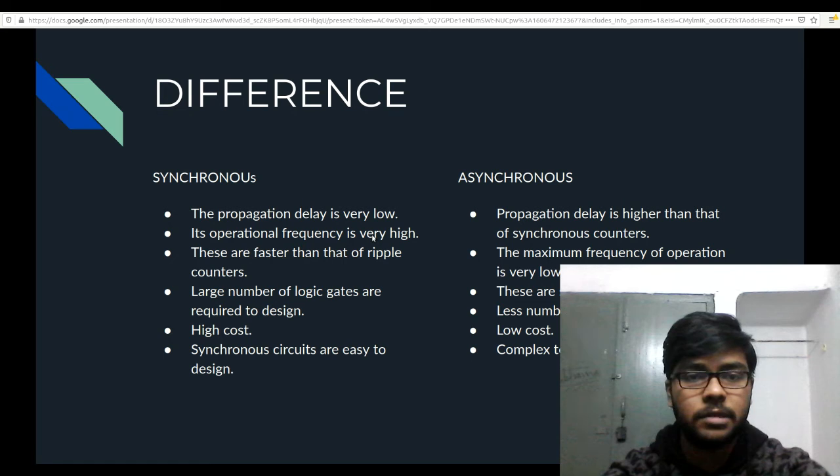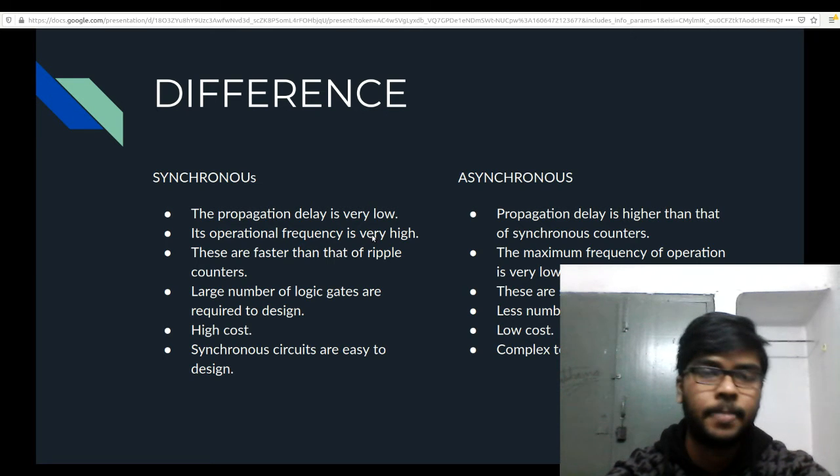And synchronous counters are faster than ripple counters, but the asynchronous ones are a little bit slower. To build the synchronous counter, we require a large number of logic gates, but in an asynchronous counter, we require fewer logic circuits. That's why synchronous counters are high in cost, but asynchronous counters are low in cost. The synchronous counter circuits are easy to design, but asynchronous counters require a more complex design.